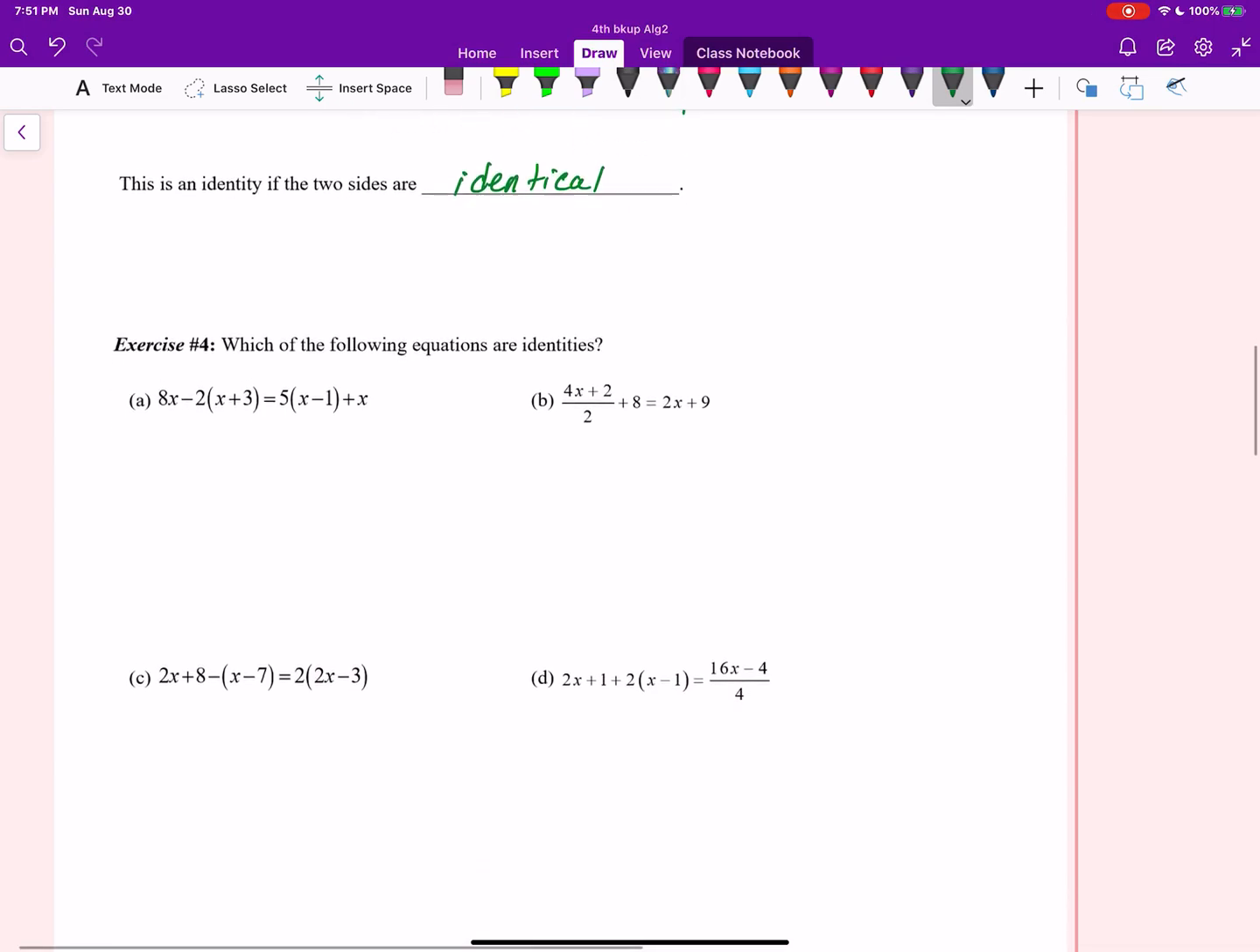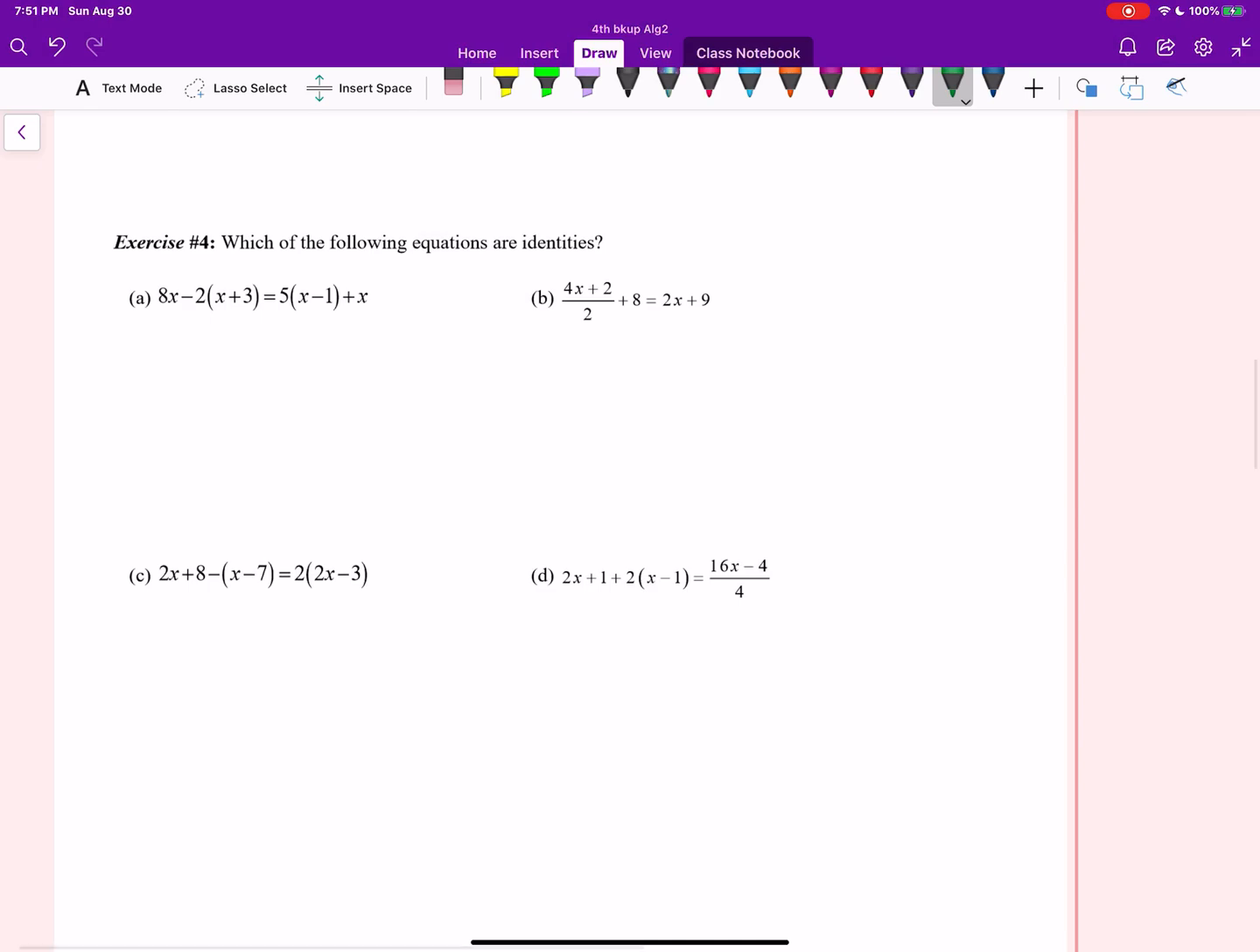Which of the following equations are identities? Okay. So to determine whether or not something is an identity, we simply compare the left-hand side. Does it equal the right-hand side? So in A, we simplify the left-hand side. We're going to distribute -2 over the parentheses. -2 times x is -2x. -2 times +3 is -6. Combine like terms there and get 6x minus 6.